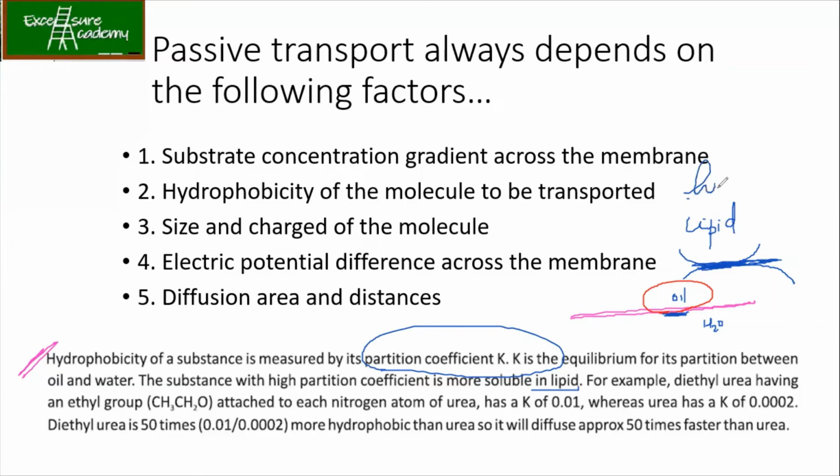Are you getting the point? जितना ज्यादा आपका हाइड्रोफोबिक होगा उतना ज्यादा लिपिड सॉल्युबल होगा. Is this much clear? Okay.